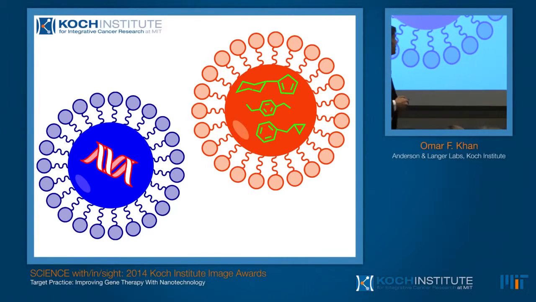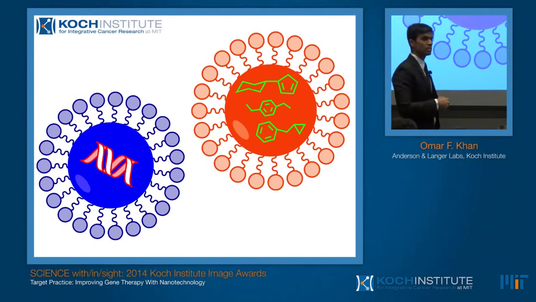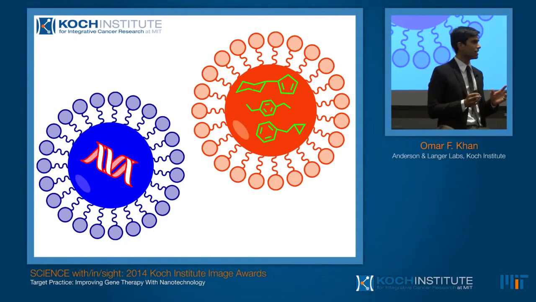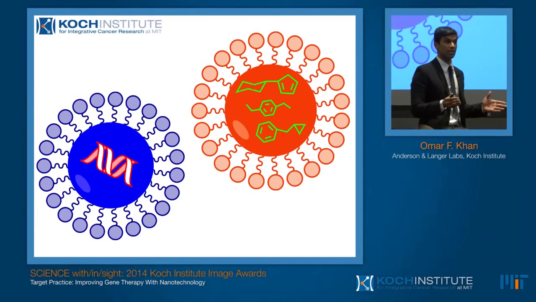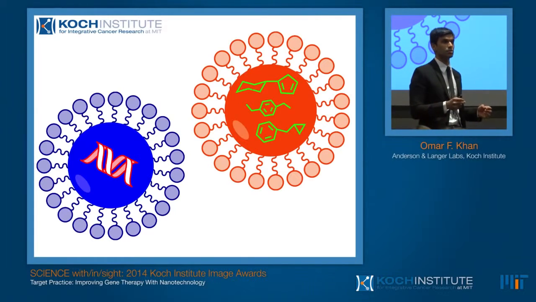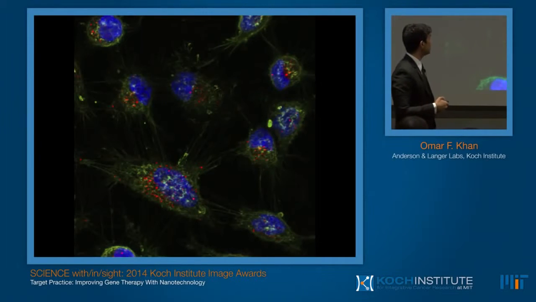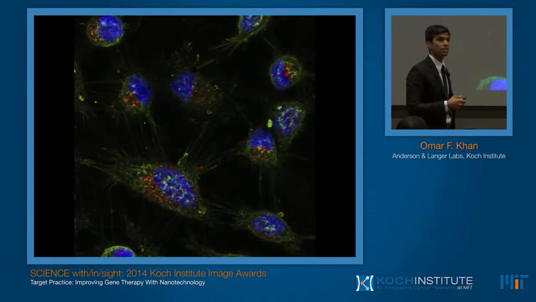And the way we can achieve targeting is on this outside bit here. So if we change the chemistry on the outside of these nanoparticles, we can actually get them to go to different parts of the body, and so in that case, we can target the different tumors that happen pretty much anywhere. So the culmination of this is the image you see here.